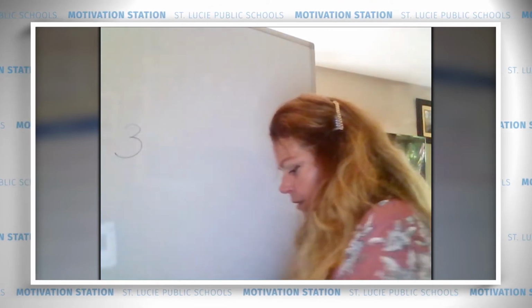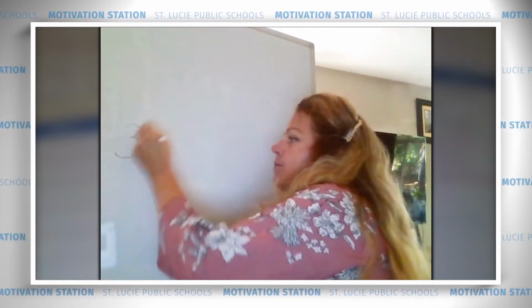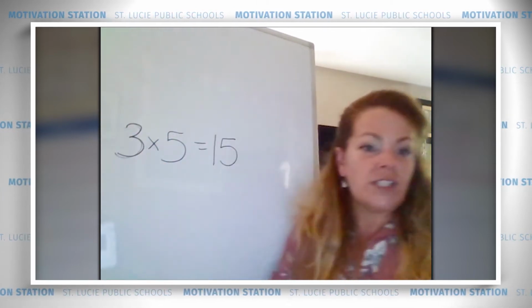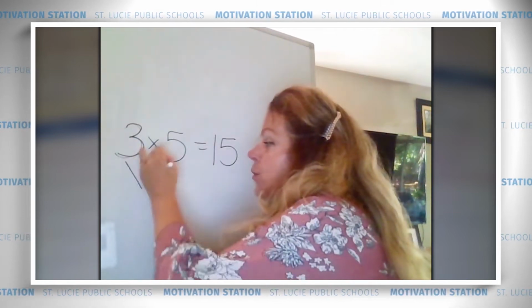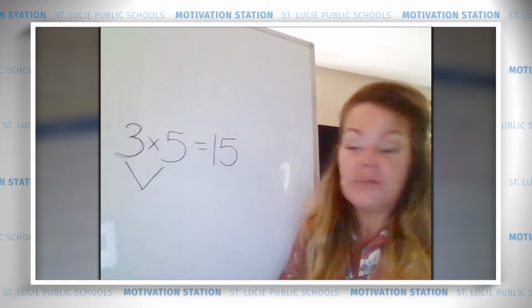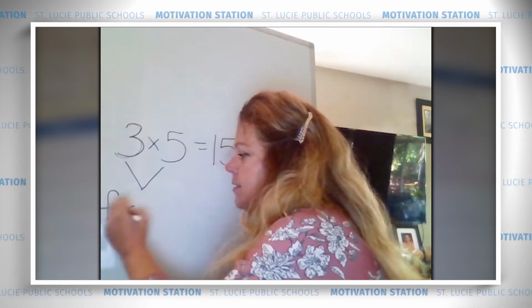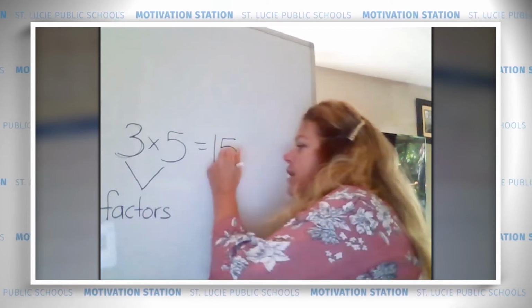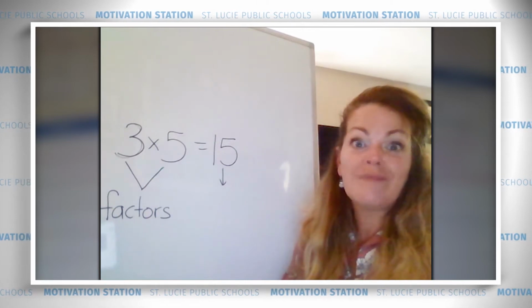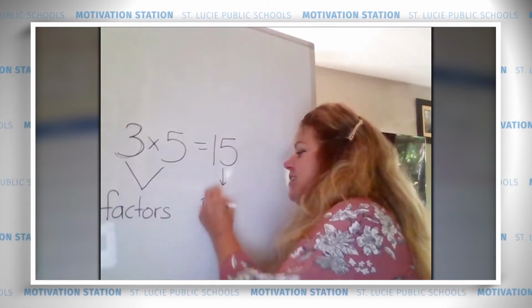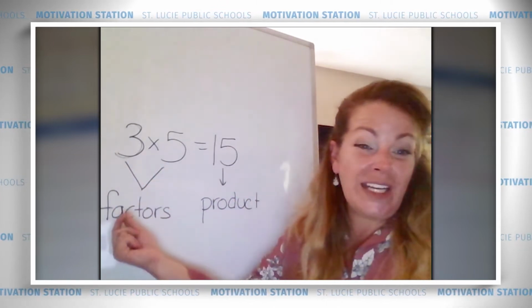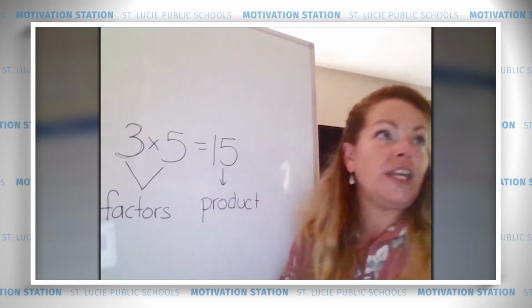Let me get a better marker so you can see what I'm doing. So let's say 3 times 5 equals 15. Do you remember what the numbers we multiply together are called in a multiplication equation? Factors, that's right. And do you remember what the answer to a multiplication problem is called? Product. Good. So factors are the two numbers we multiply together, and the product is the answer to a multiplication problem.